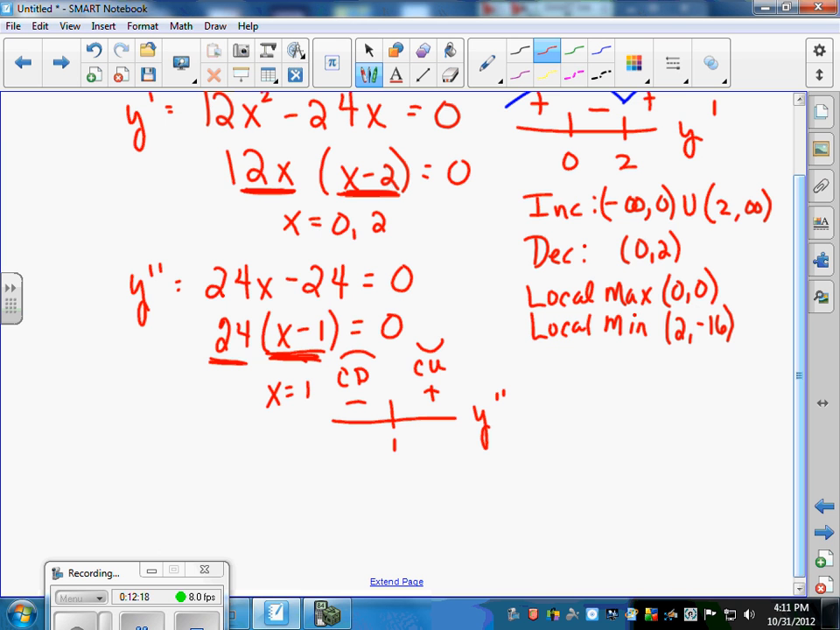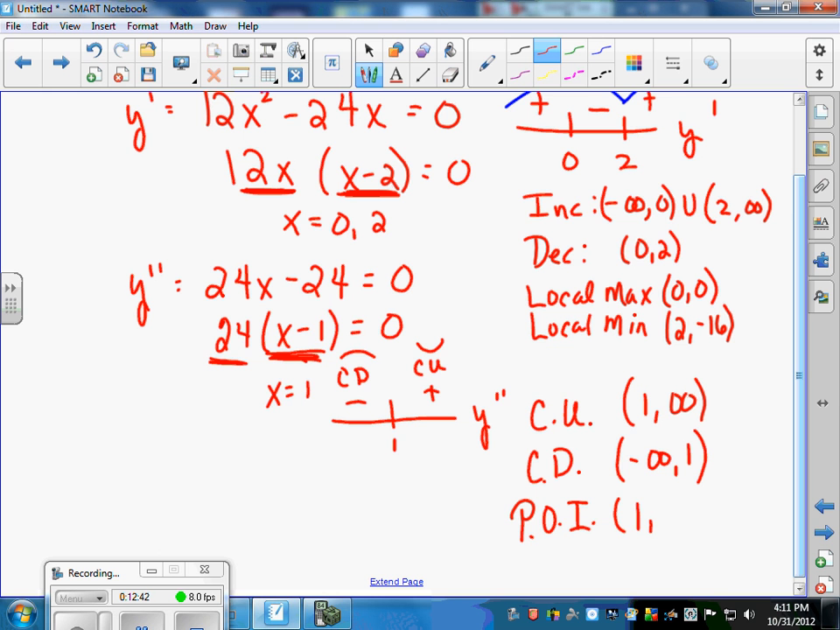All right, so now I can write in my concavity. I'm just going to abbreviate that. Where are we concave up and concave down? We are concave up from 1 to infinity and concave down from negative infinity to 1. And we do have a point of inflection, and let's go ahead and abbreviate it also. We do change concavity at 1.